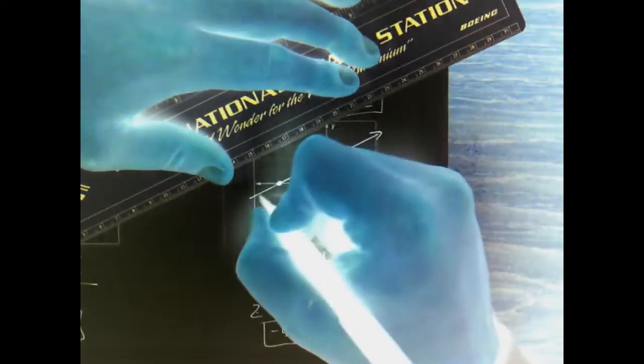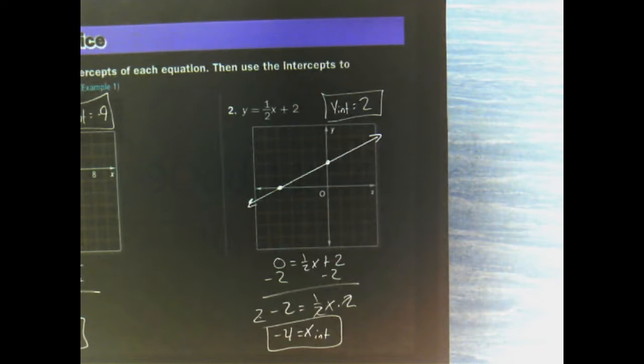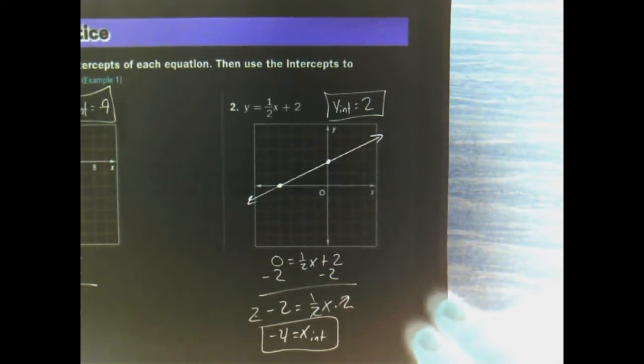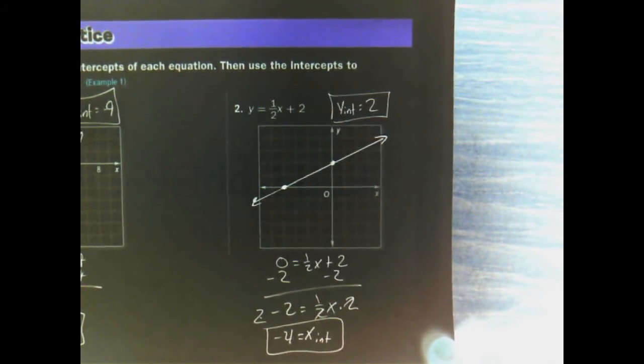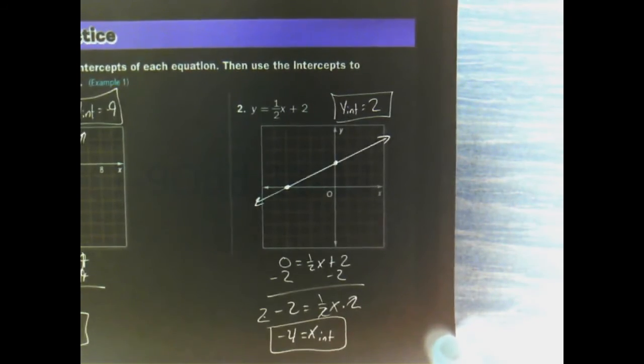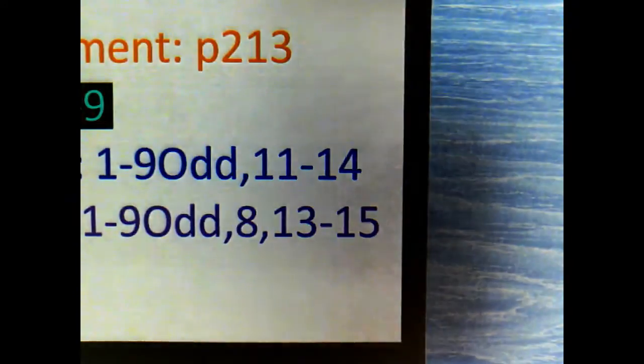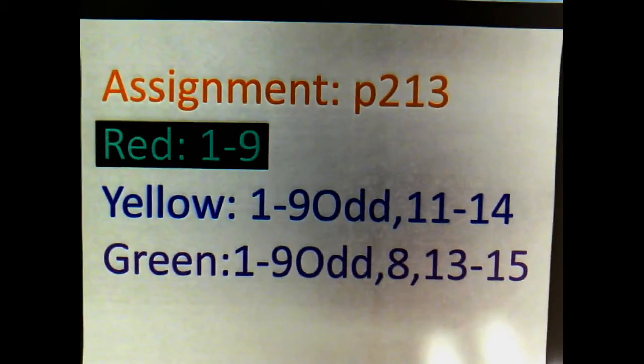So again, this is a different way to graph your linear equations that some find a little bit easier than the other way, but both are valid. So it's another choice for you in order to see which method you like best. But if it says use the x and y intercepts to graph, you need to use the x and y intercepts to graph.